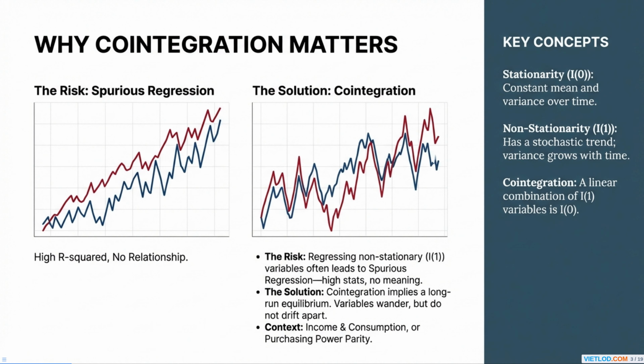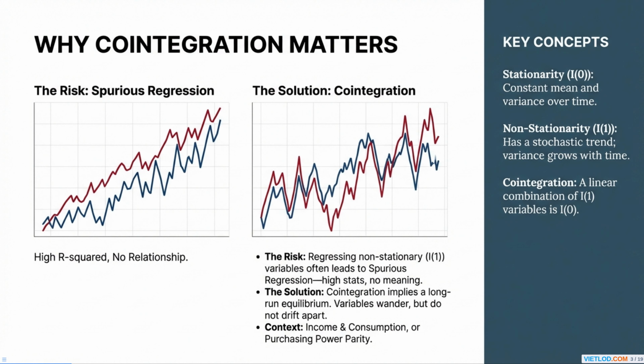This slide explains why understanding cointegration is crucial in time series analysis. The primary risk of working with non-stationary time series is spurious regression. This occurs when you find a high R-squared and seemingly significant statistical results between two variables that, in reality, have no causal or meaningful relationship. They simply happen to be trending together over time. The graph on the left, labeled the risk, spurious regression, illustrates this with two series that appear to move together, leading to high R-squared, no relationship.